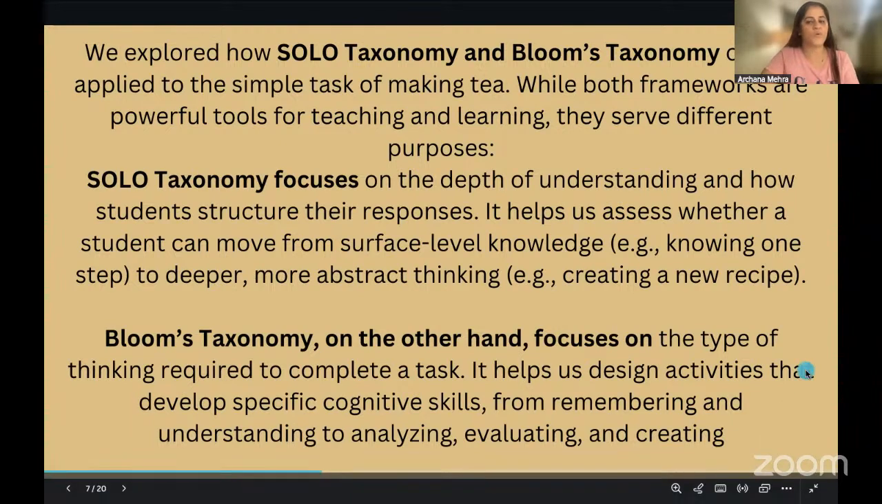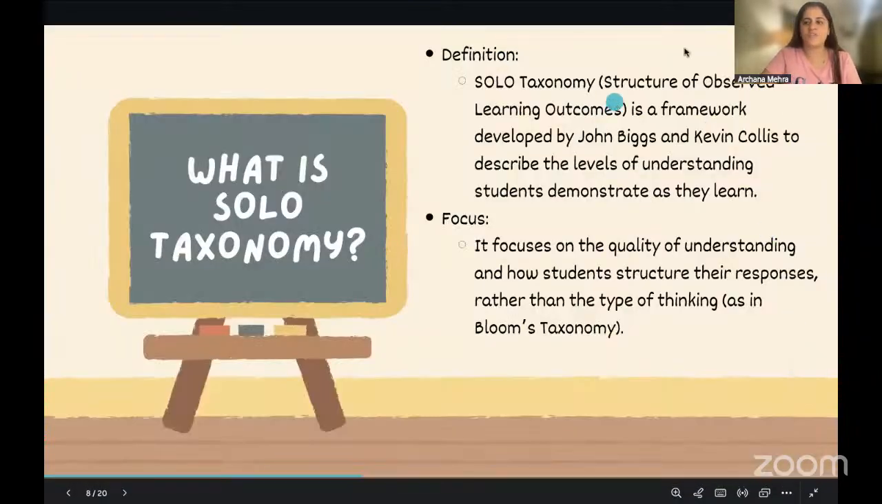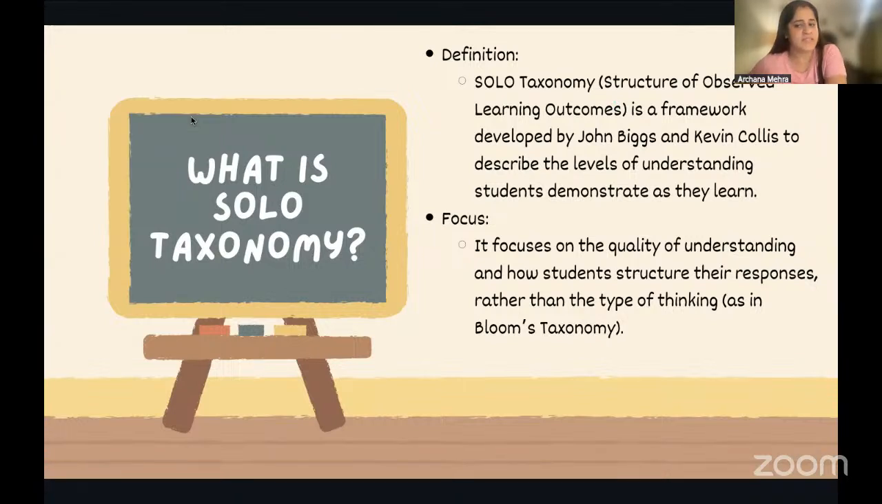So I will focus only on SOLO taxonomy. Let's go ahead. SOLO taxonomy is the Structure of Observed Learning Outcome. By definition, it's a framework developed by John Biggs and Kevin Collis. It describes the level of understanding students structure as they learn. It focuses on quality of understanding and how students structure their response rather than type of thinking. Whereas in Bloom's taxonomy, we look at type of thinking, how exactly the thinking process happens in a child's mind.